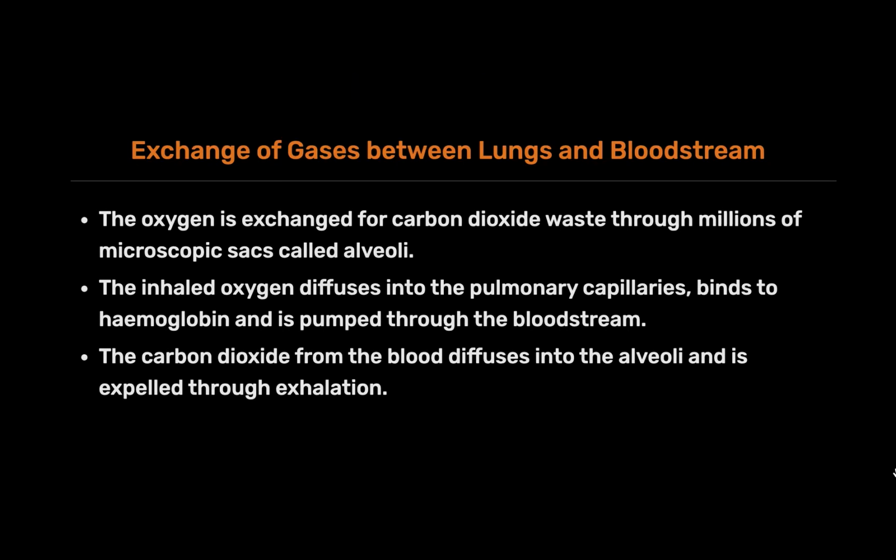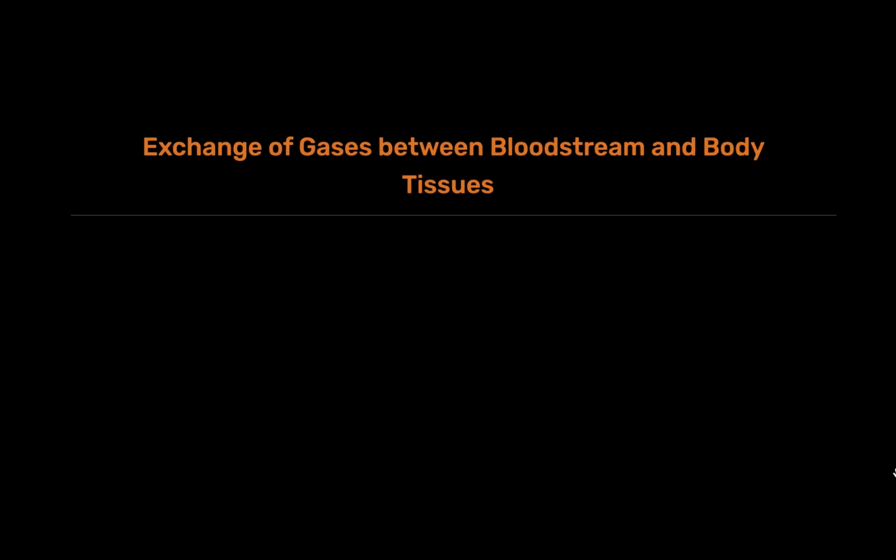Exchange of gases between lungs and bloodstream. Inside the lungs, the oxygen is exchanged for carbon dioxide waste through millions of microscopic sacs called alveoli. The inhaled oxygen diffuses into the pulmonary capillaries, binds to hemoglobin and is pumped through the bloodstream. The carbon dioxide from the blood diffuses into the alveoli and is expelled through exhalation.